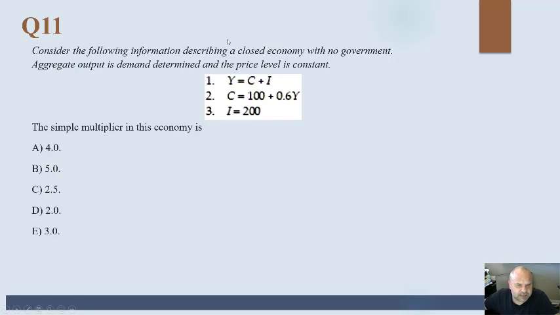So given the same information, what would be the simple multiplier in this economy? So hit pause. Well, here the answer will be 2.5. So remember, the multiplier in this situation will be 1 over the marginal propensity to expend. Here, that's the same as the marginal propensity to consume because we don't have government or trade. It's a closed economy. And so we're going to take 1 over 1 minus 0.6, which will equal 2.5.